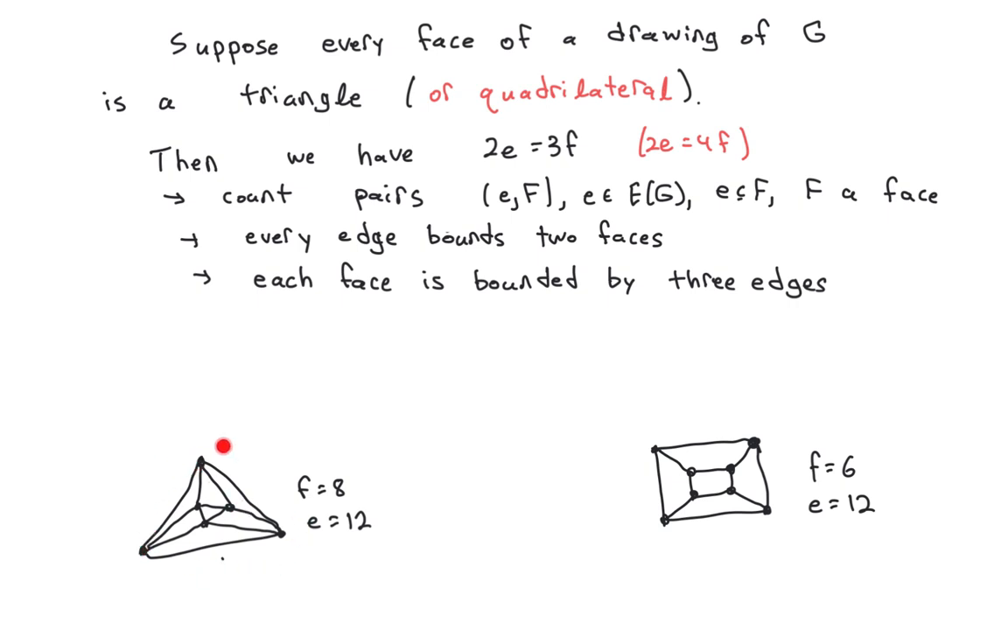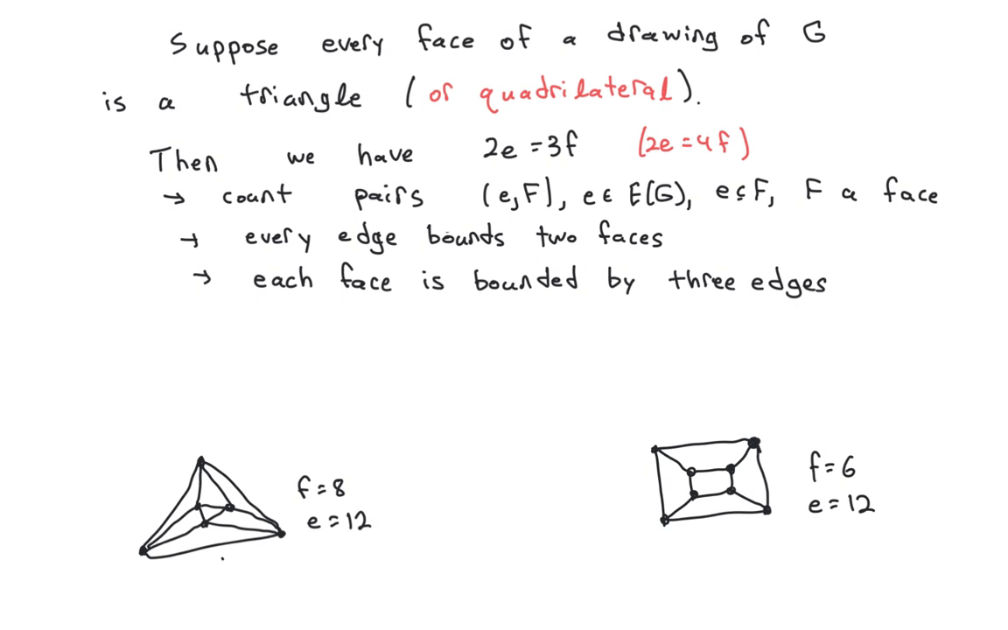So for example, this graph down here has 6 vertices, and you see there are 8 triangles, including the outer face, which is also bounded by a triangle, and it has 12 edges. A fact we're going to claim is that if you double the number of edges, you get 3 times the number of faces. So the way to prove this is to count the number of pairs consisting of an edge and a face containing that edge on its boundary.